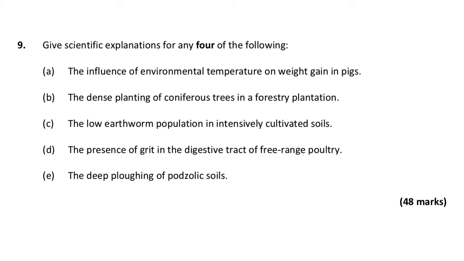It's really important you just provide a little bit of context to validate your points. You know, say that heavy machinery, repeatedly ploughing, plough pans, rotivators, etc., is going to reduce the earthworm population. One more there, we'll do part D, the presence of grit in the digestive tract of free-range poultry.